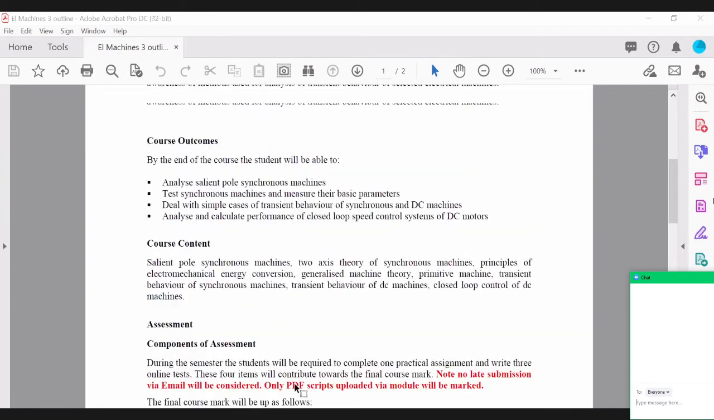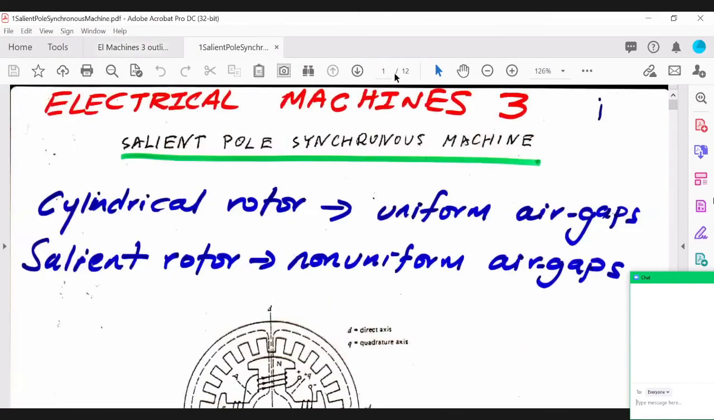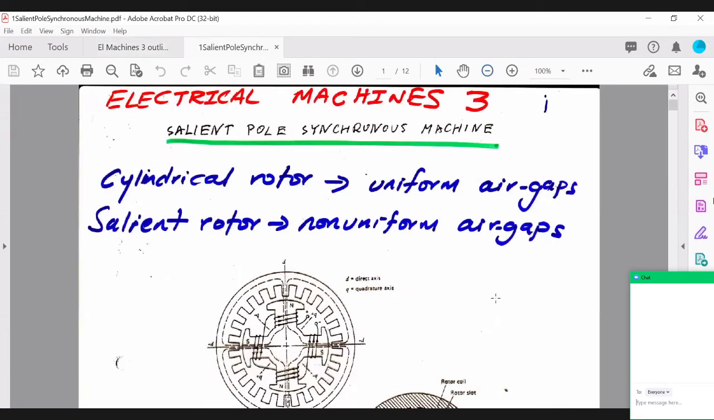All right, so I will now just get you introduced with the first part of the salient pole machine. So this is the introductory part for the first section, which is salient pole synchronous machine.